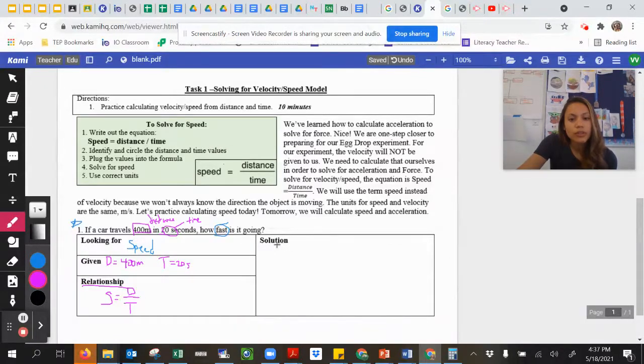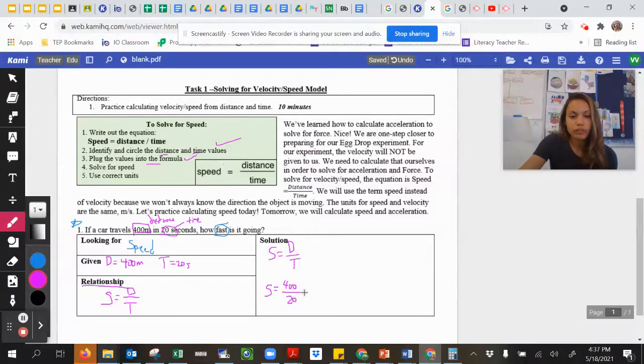The first thing that we do is write out the equation. So speed equals distance over time. If you want to write it all out, you can, the full word instead of a letter abbreviated. Now we're going to circle the distance and time values, which we've already done. And then we're going to plug the values into the formula. So we don't know speed, but we know distance, which is 400, over time, which is 20.